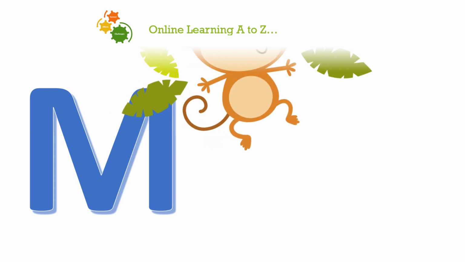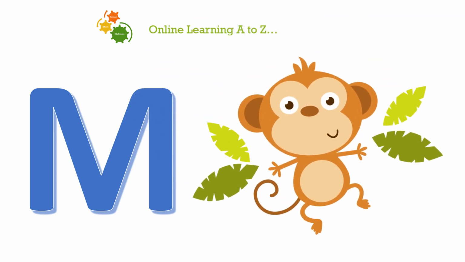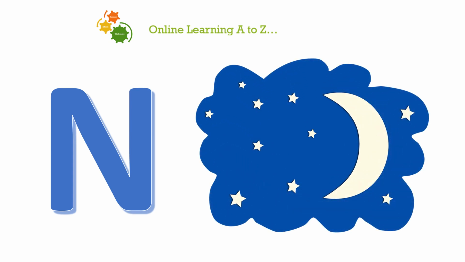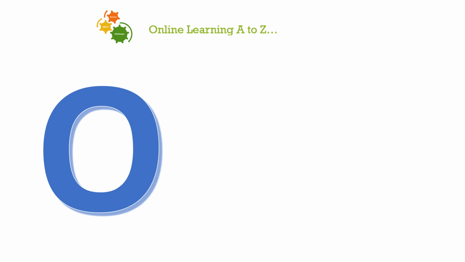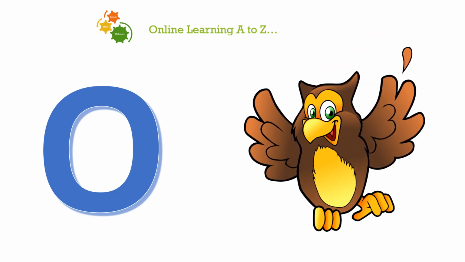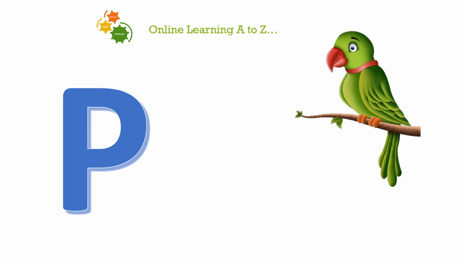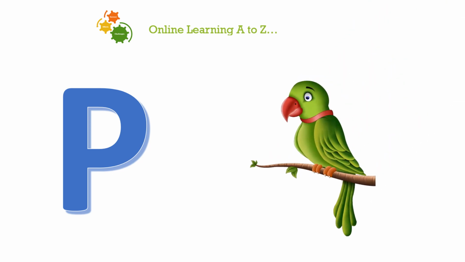M. M is for monkey. N. N is for night. O. O is for owl. P. P is for parrot.